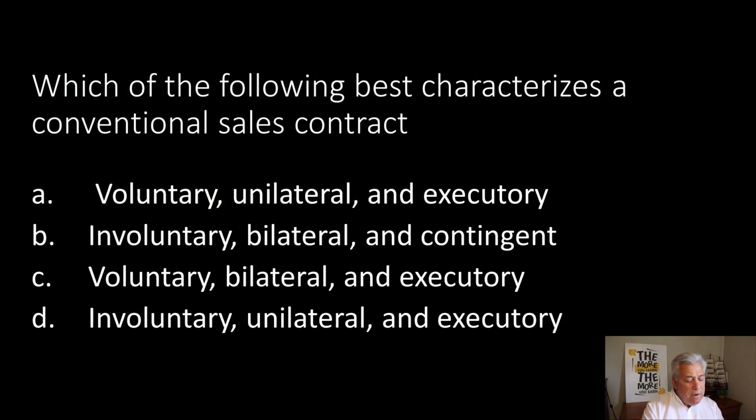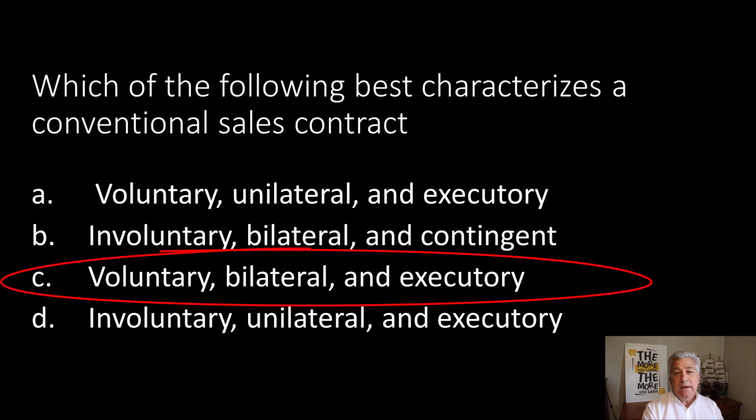Number 16. Which of the following best characterizes a conventional sales contract? The answer is C. A conventional sales contract is voluntary, bilateral, and executory. Break it down. The parties voluntarily entered into this agreement together, as opposed to involuntary. Bilateral means that both parties are bound to each other to perform in this contract, as opposed to unilateral, when only one party is bound. My best example of that would be a coupon in the newspaper is a unilateral contract.